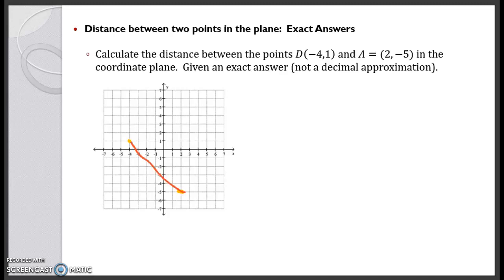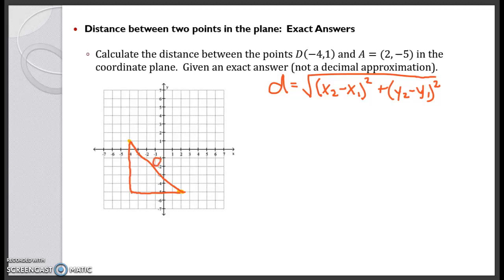Now, luckily, we have a formula for that. Distance equals the square root of x2 minus x1 squared plus y2 minus y1 squared. Now, where is this coming from? Well, this is actually coming from the Pythagorean theorem, because we can make a triangle here.